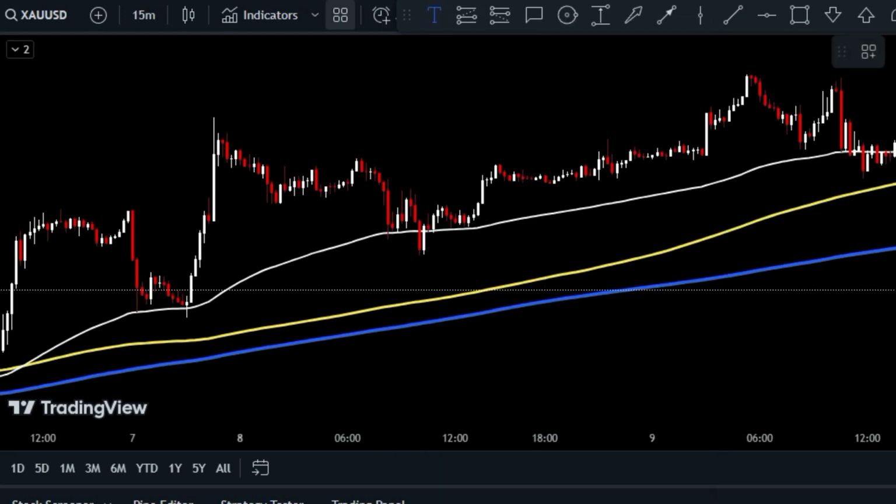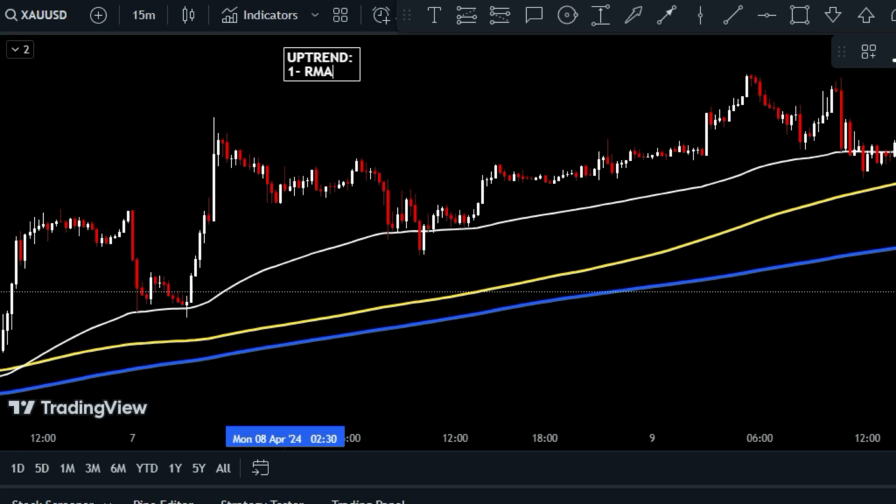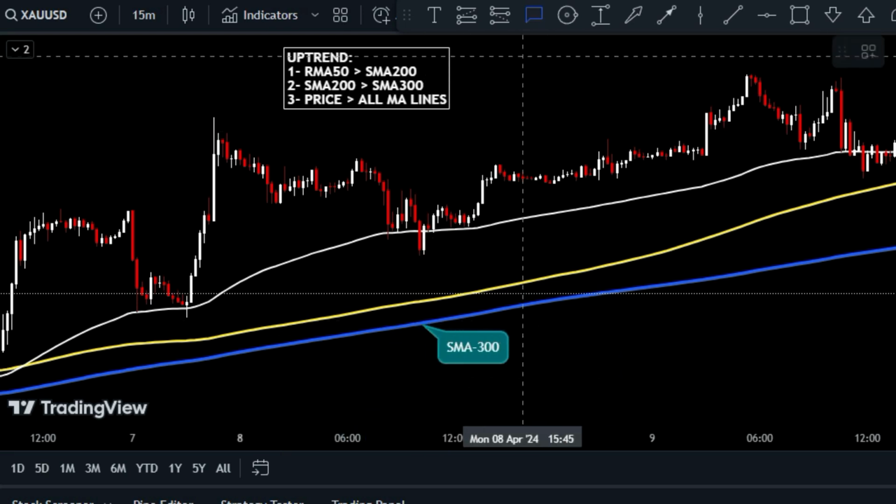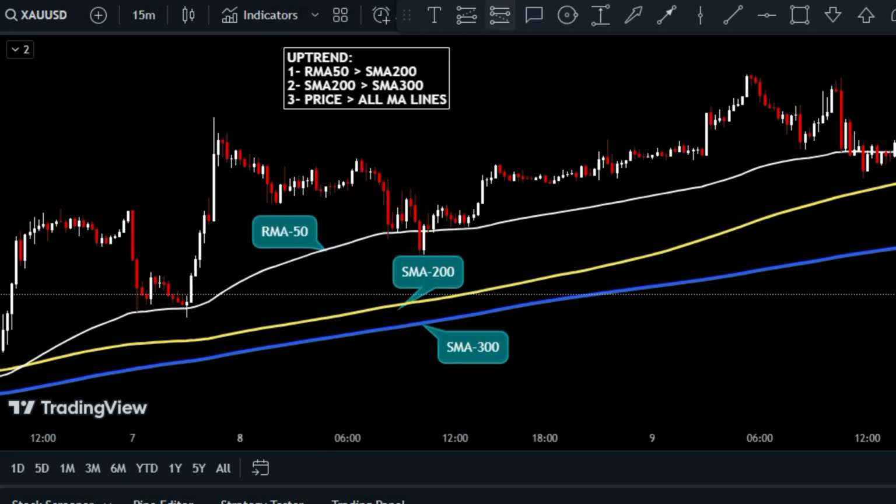Listen up traders, identifying the market trend direction is absolutely crucial before making any trade. No worries though, because this strategy's got your back. When we're trying to spot an upward trend, focus on how the moving averages are stacked. You'll want to see the 300 period SMA below the 200 period SMA with the 50 period RMA on top. To complete the picture, make sure the price is also above these lines. With this setup, you know the market trend is pointing upward.